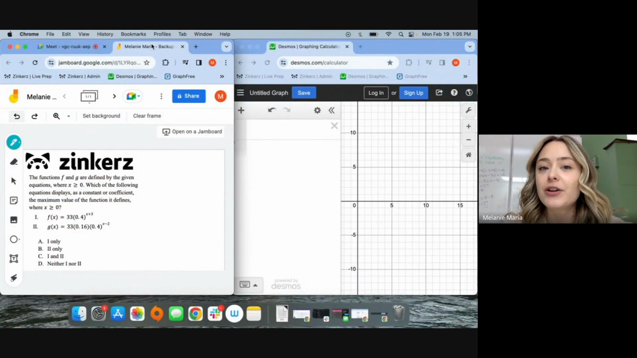Let's take a look at another digital SAT question and how we can use Desmos to help us solve it. This question says, the functions f and g are defined by the given equations where x is greater than or equal to 0. Which of the following equations displays as a constant or coefficient the maximum value of the function it defines, again, where x is greater than or equal to 0? And then here we're given the functions defined for f and for g.